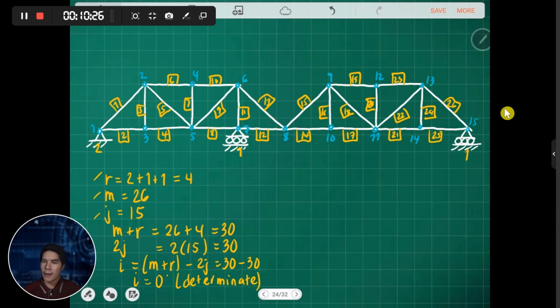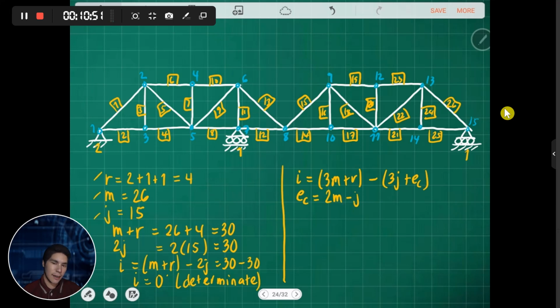Okay, so if you want to compute using the formula 3m plus r minus 3j plus EC, which is applicable for frames, that is also possible. However, for a truss, the EC is 2m minus the number of joints. That is the special case for a truss.